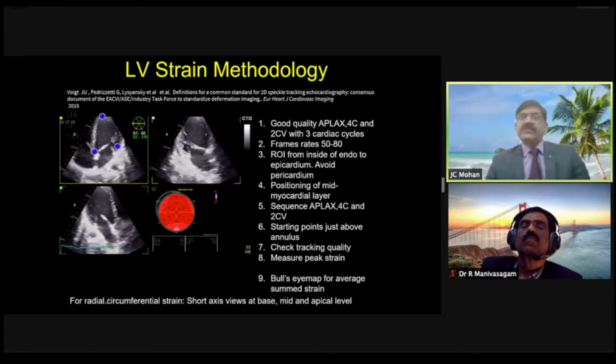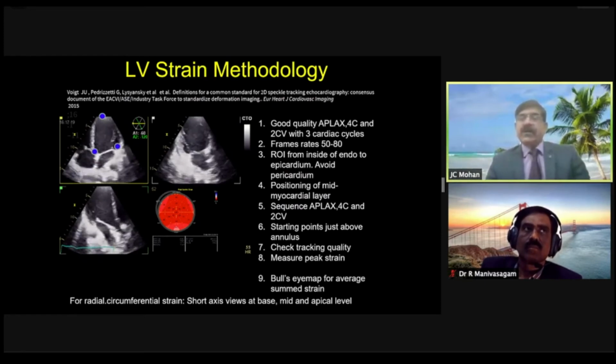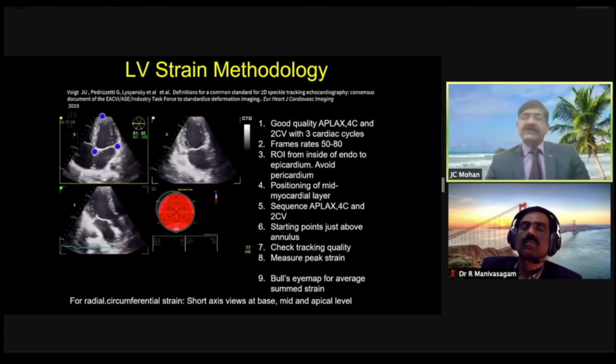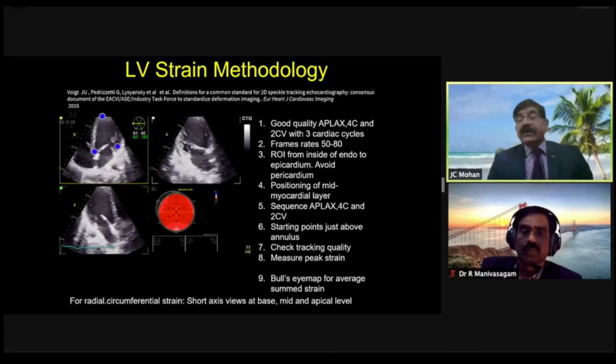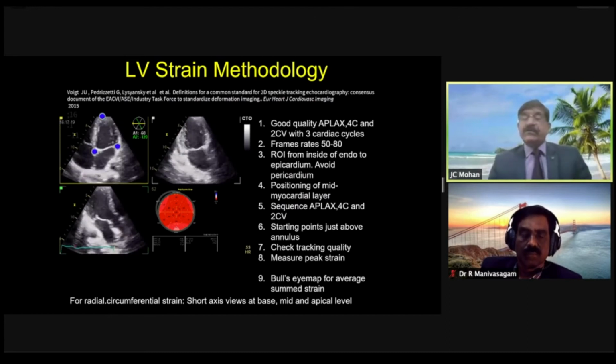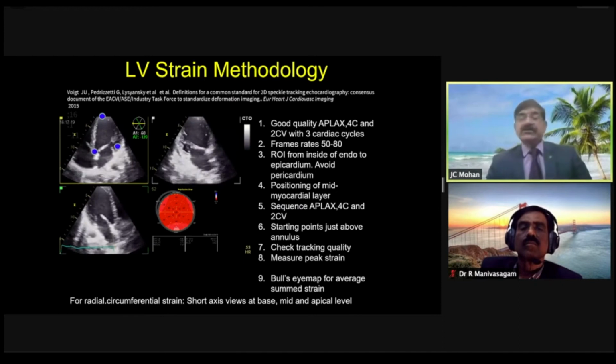Frame rate should be 50 to 80. Region of interest should be from inside of endocardium to epicardium. Avoid pericardium. Positioning of mid-myocardial layer should be accurate. Sequence, of course, for getting the bullseye map should be apical long axis, 4-chamber, and then 2-chamber, and starting point just above the annulus and not on the annulus or on atrial side, because you'll get very different results otherwise.